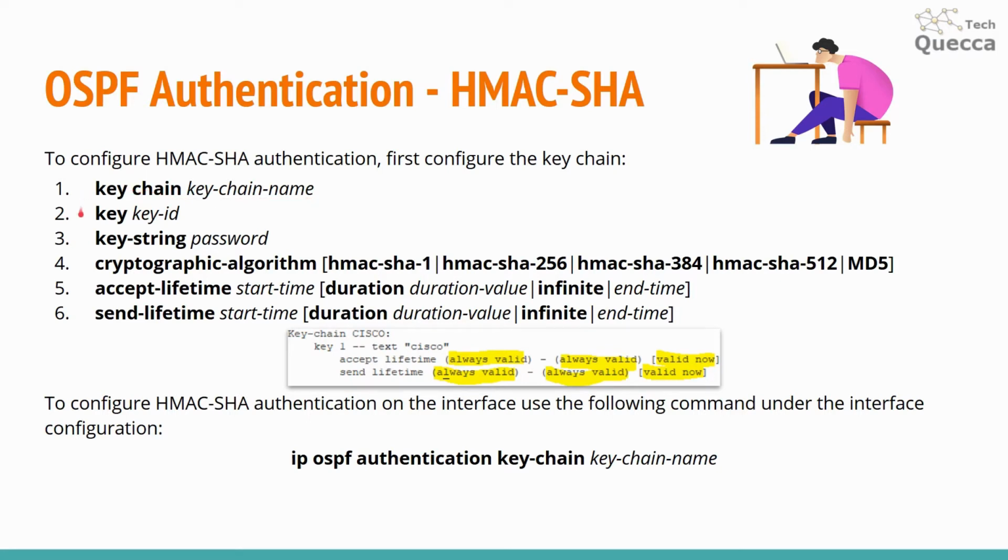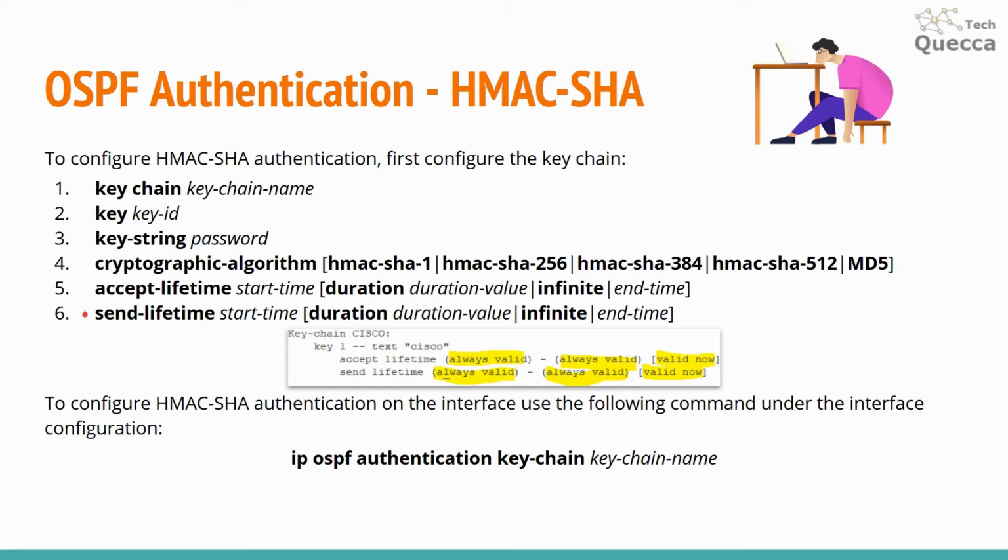Next command that you need to issue, key with key ID, where key ID can be in the interval from 1 to 255. For this key you need to specify key string or your password. This can be done with the command key string and then you have value password. Next command that you need to issue is cryptographic algorithm, and then you need to choose one from the HMAC-SHA 1, HMAC-SHA 256, HMAC-SHA 384, HMAC-SHA 512 or MD5 algorithm.